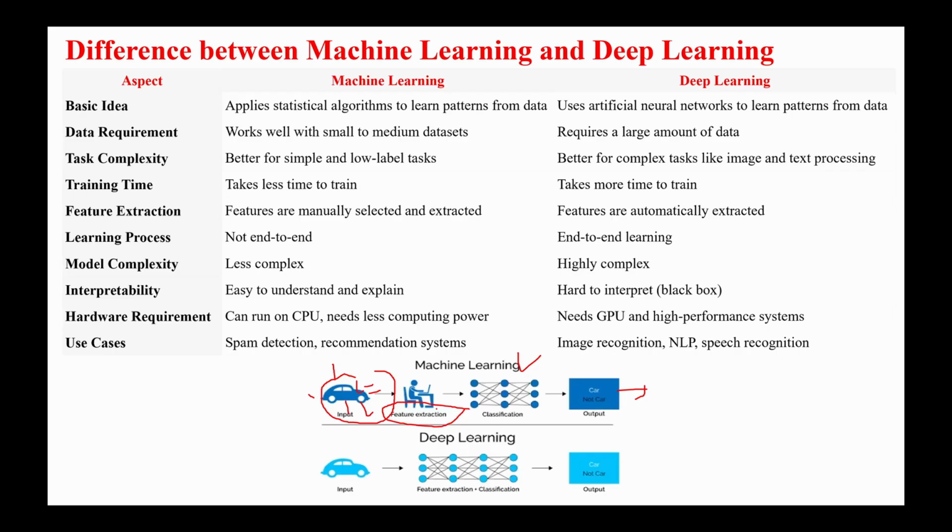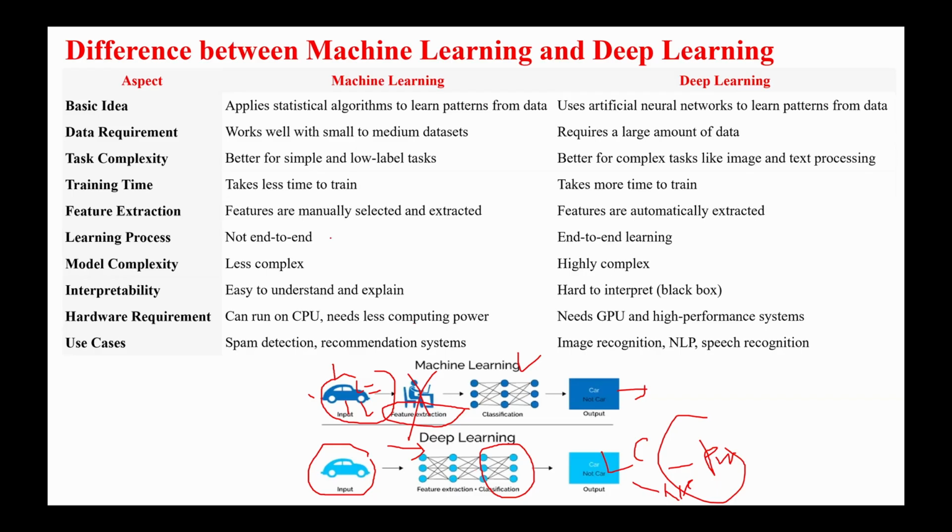But in deep learning, what happens? The feature extraction is not there. Now you can ask how it will extract features. Given the input, it will extract the features by itself. Then it automatically does classification on the basis of your algorithm. Then the output is given, whether it is a car or not a car, in terms of probability, right? So this is how deep learning works.